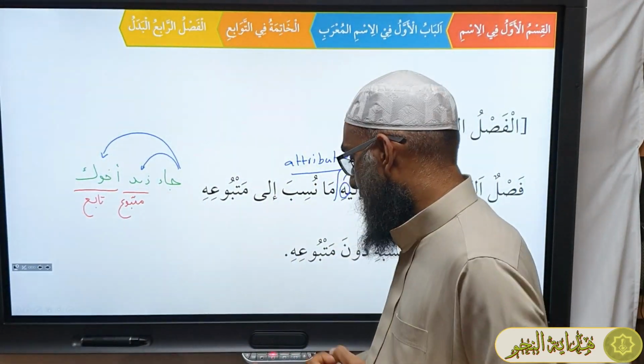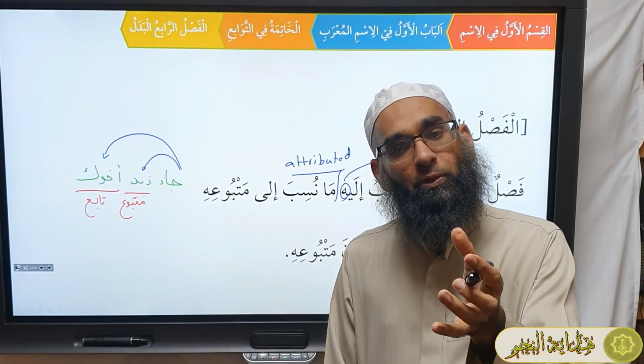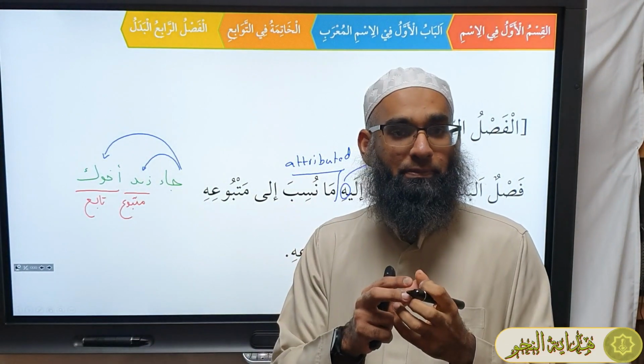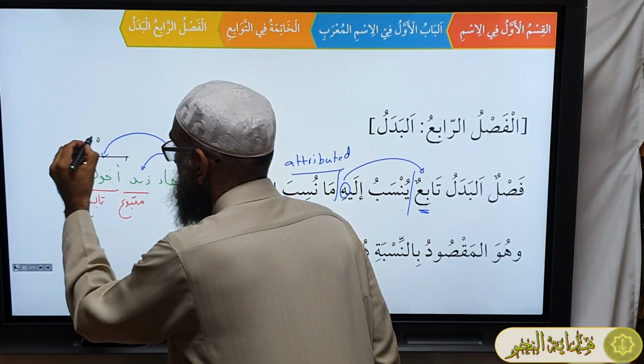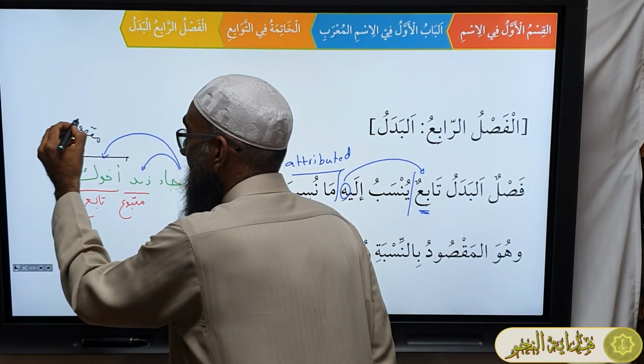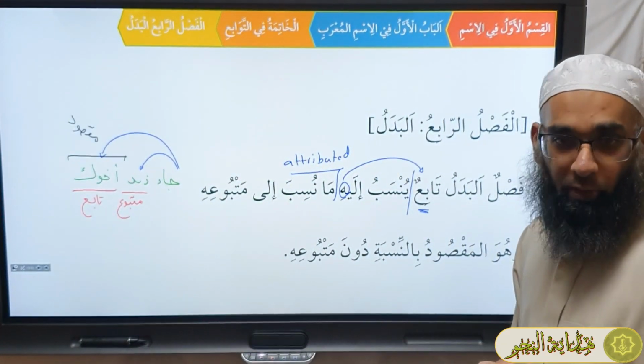What is the objective? When you say ja'a Zaydun akhuka, what is the speaker's primary goal? The Zayd or the akhuka? We say that akhuka is the goal. That's a maqsood. So the main meaning he wants to give is the akhuka. So that's a badal. Okay?